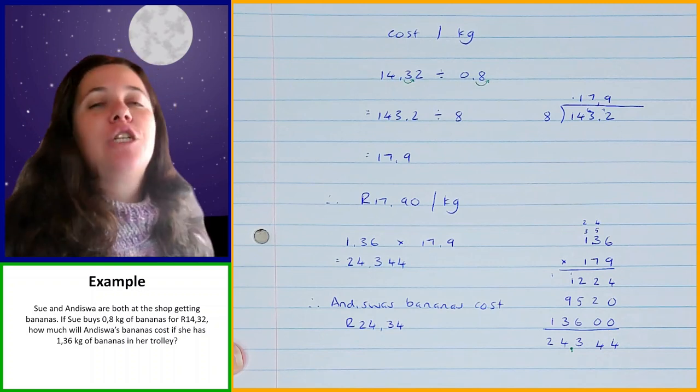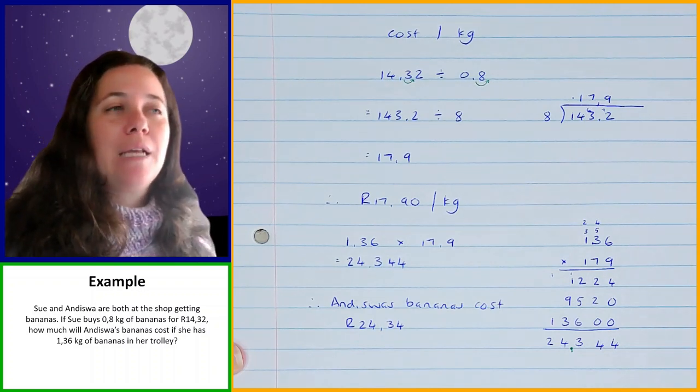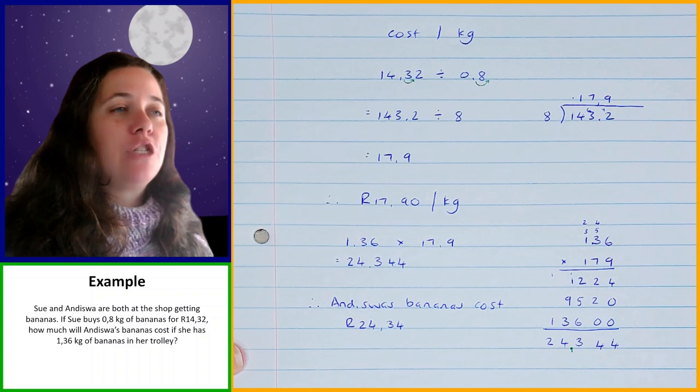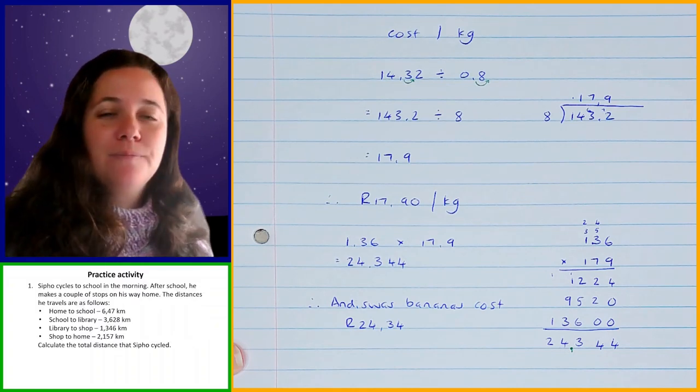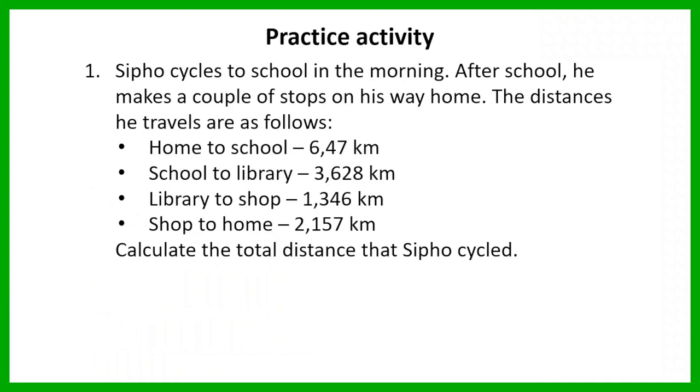Okay, so that's just an idea of a kind of problem you can get when we're doing word problems with decimal fractions. Now I'm going to give you a few that you're going to do for yourself. Here's the first one you're going to do. Sipor cycles to school in the morning. After school, he makes a couple of stops on his way home. The distances he travels are as follows.